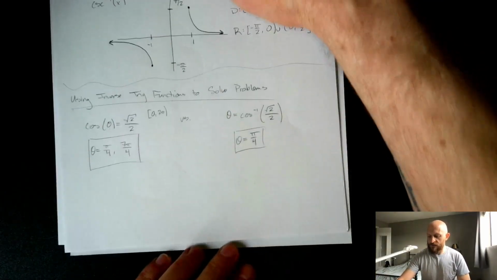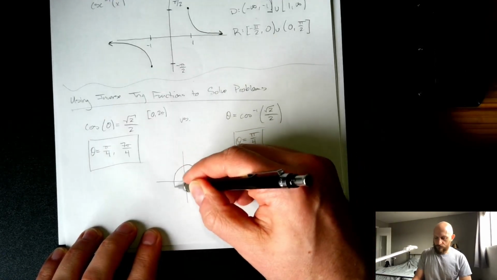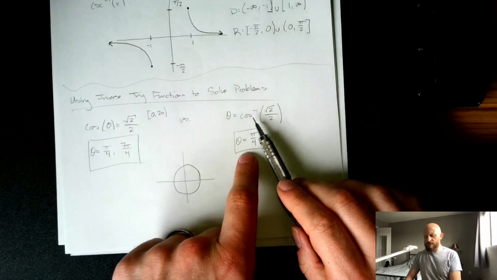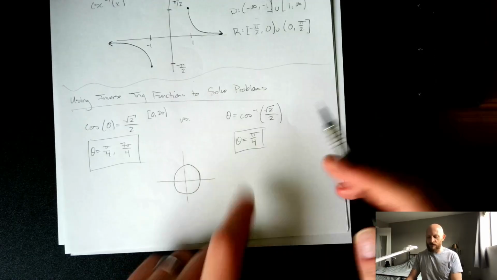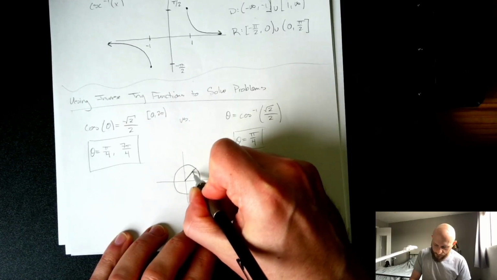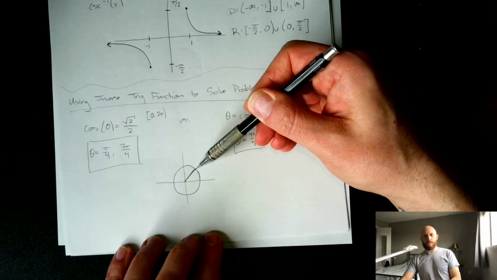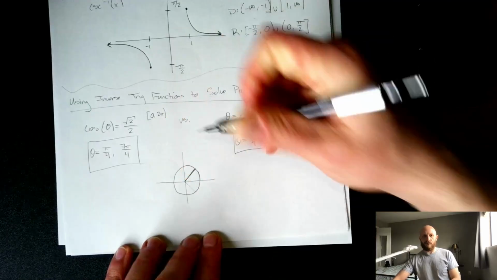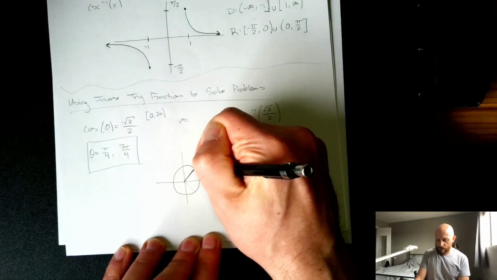Again, think about the unit circle. So here's the unit circle. And what cosine inverse of root 2 over 2 is saying is that cosine of pi over 4 is root 2 over 2. Pi over 4 is 45 degrees, so it's about right here. Cosine of this is root 2 over 2. But so too is the cosine of this angle, taking that same angle and reflecting it over the x-axis. This also has a cosine of root 2 over 2.